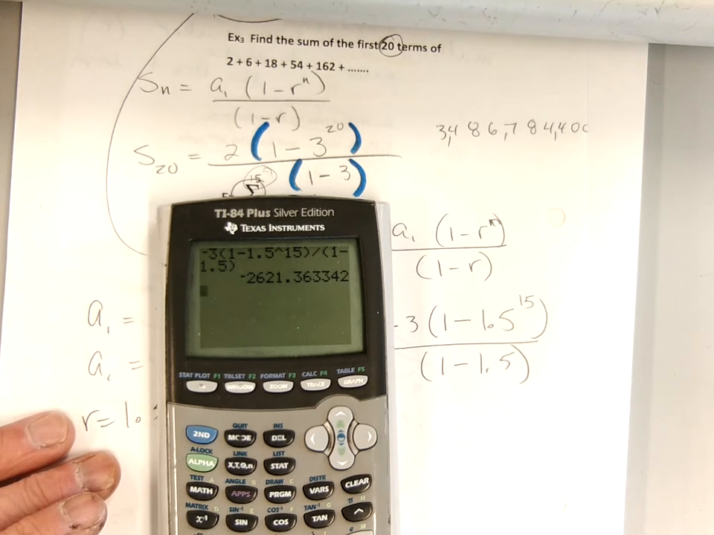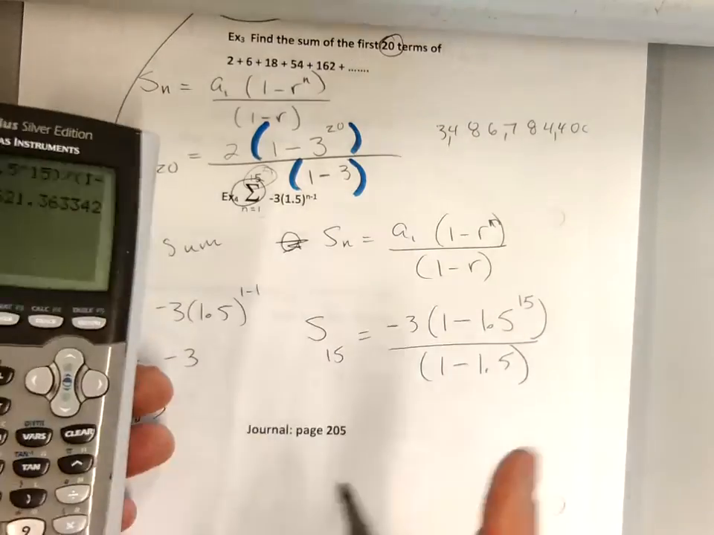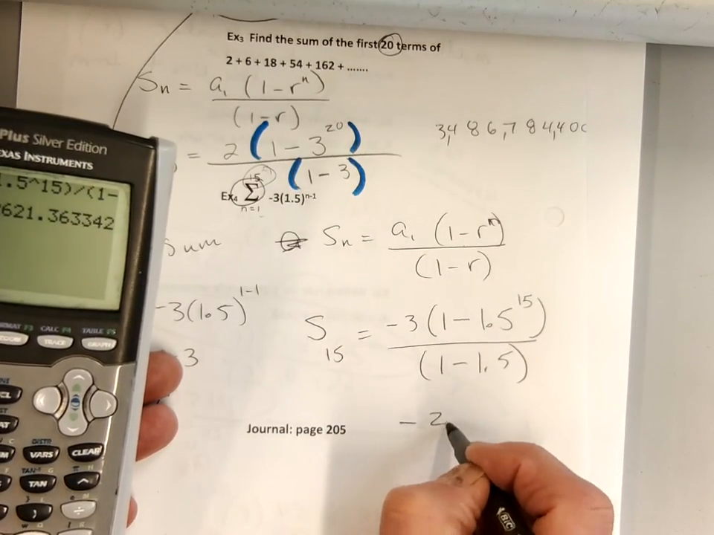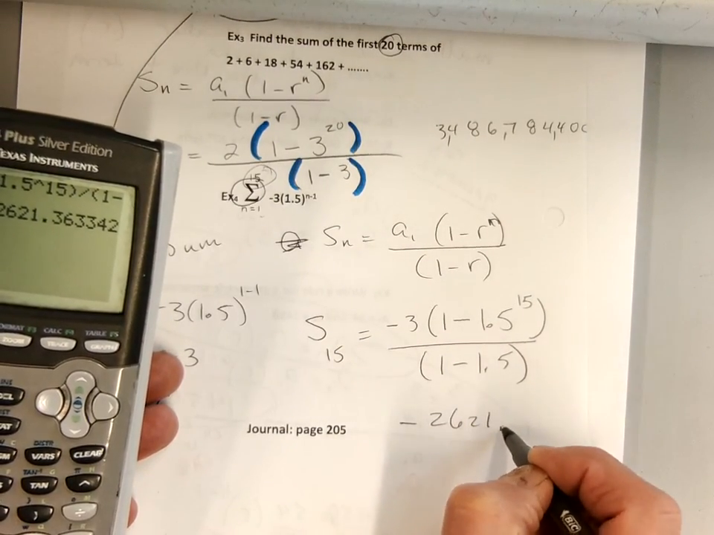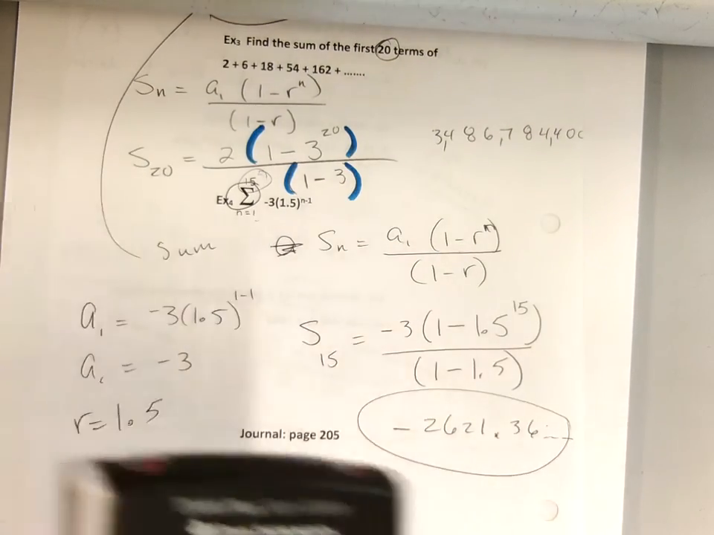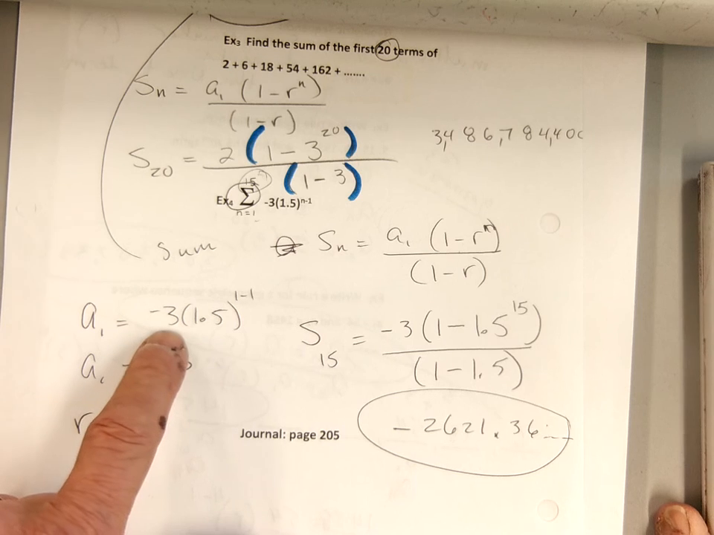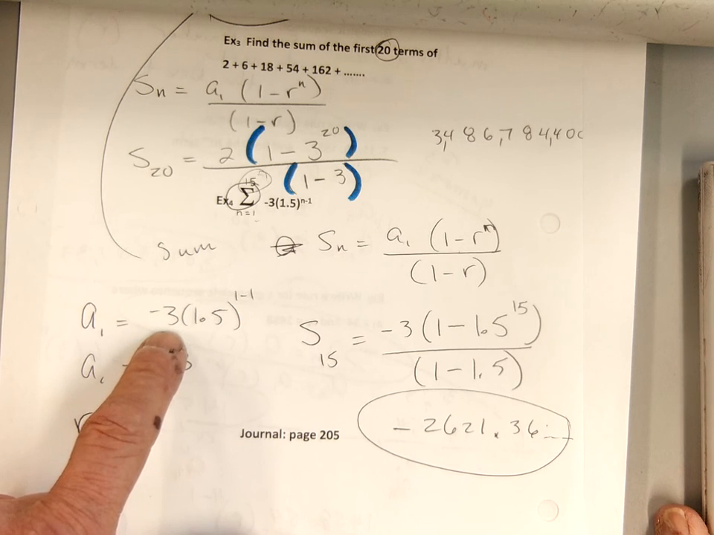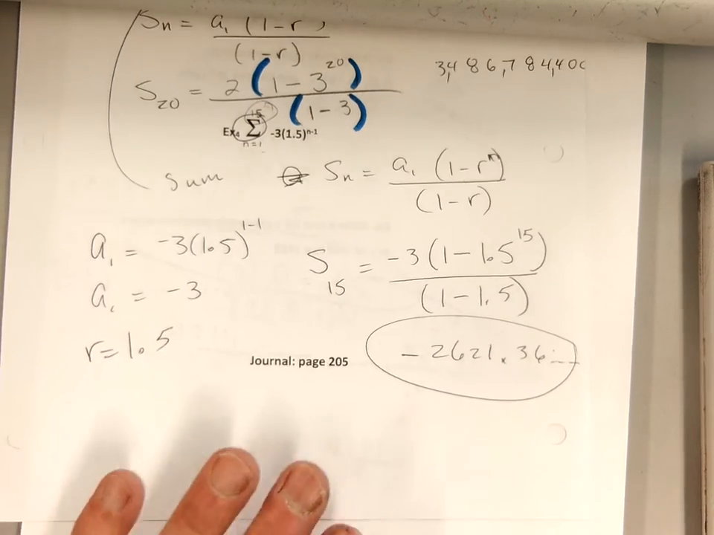Boom. Now this one came out to be negative, negative blah, blah, blah, okay? Because we're always multiplying by negative 3, aren't we? Negative number, it kind of makes sense. So, here's what we're going to do.